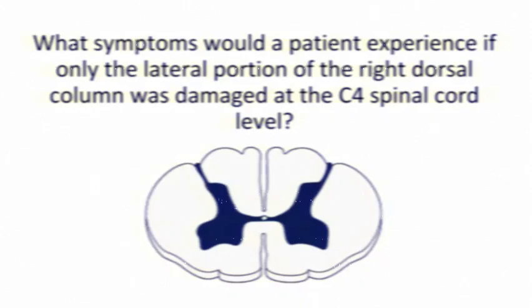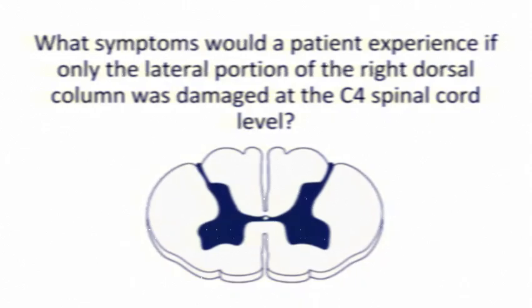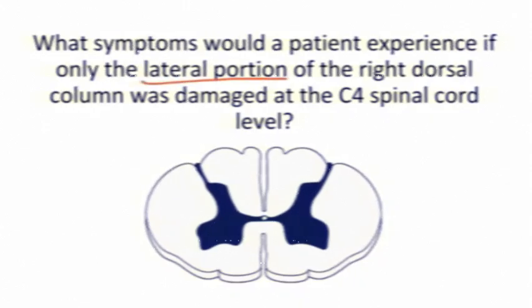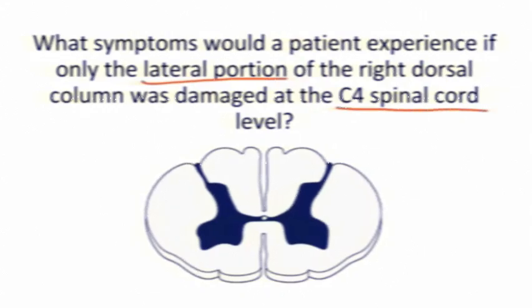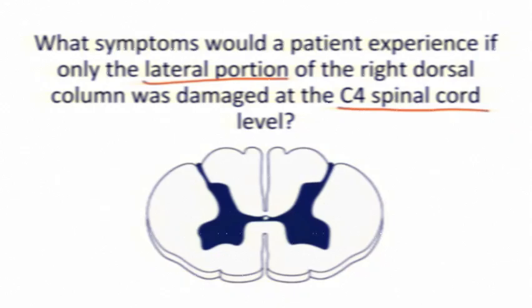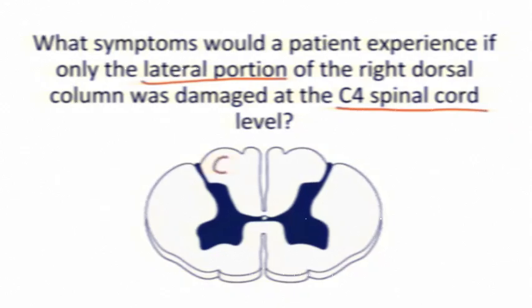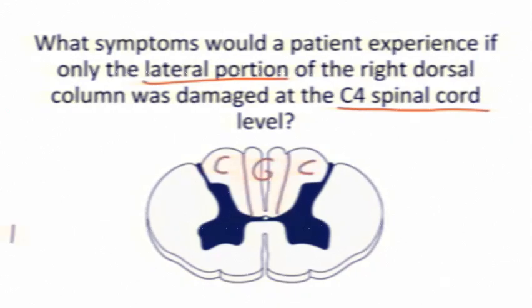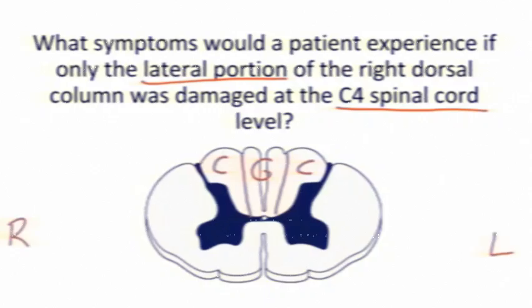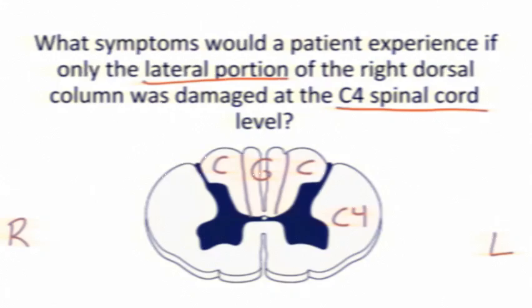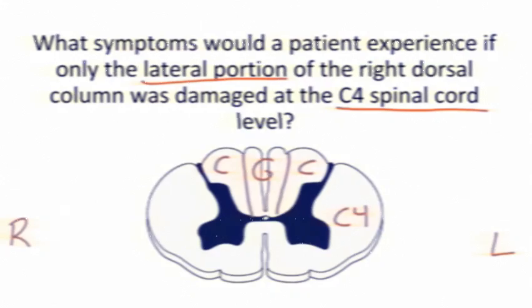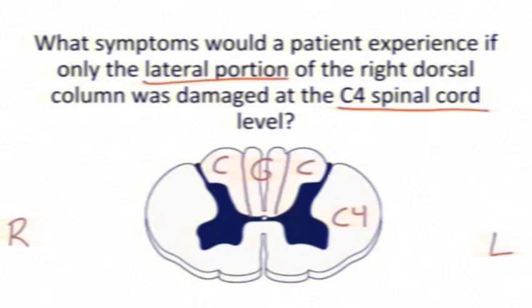So let's do another question. What symptoms would a patient experience if only the lateral portion of the right dorsal column was damaged at the C4 spinal cord level? In this question, we need to make sure we recognize that the dorsal column carries the fasciculus cuneatus and the fasciculus gracilis. This side is the patient's right, and this side is the patient's left, and this is the C4 spinal cord level. That makes sense because this image looks like a cervical spinal cord level based on its unique shape, which we discussed in part 1 of this section.